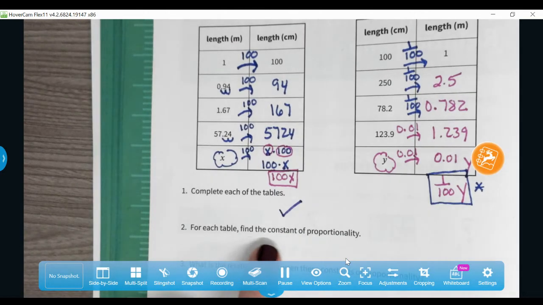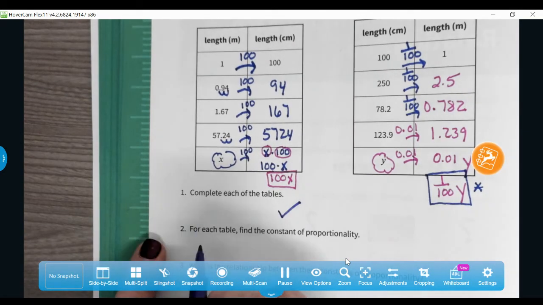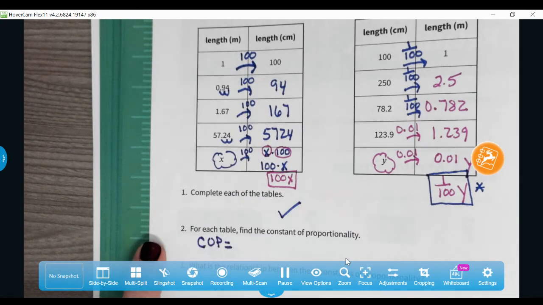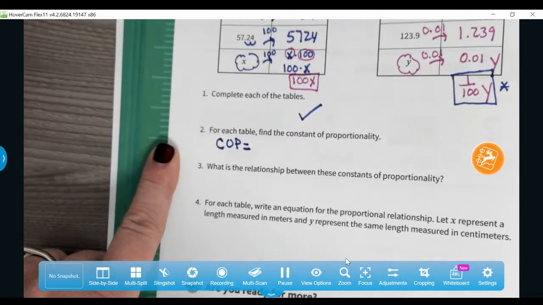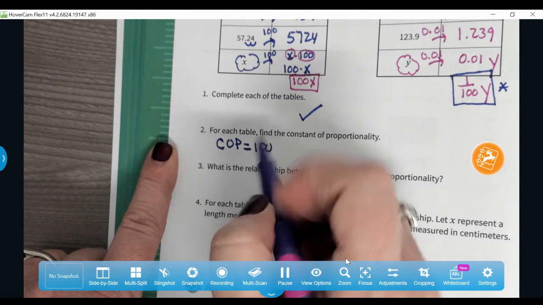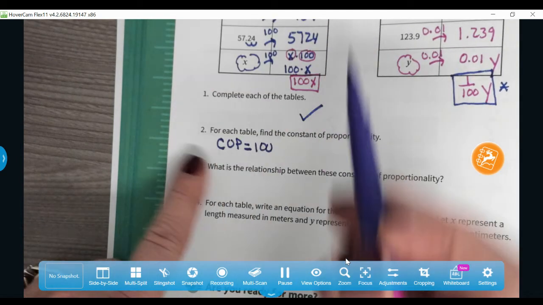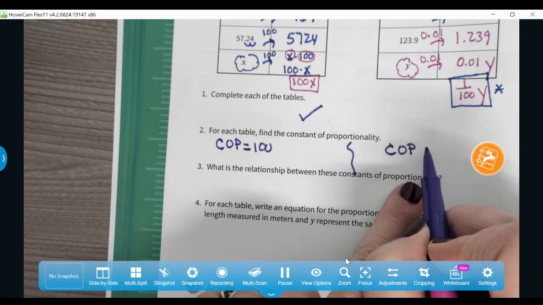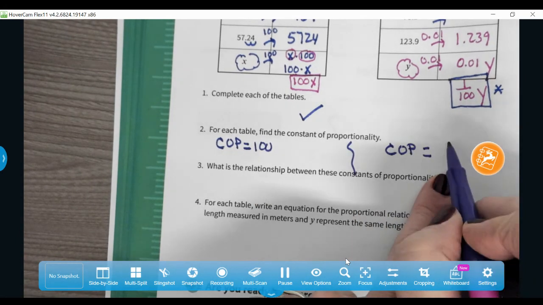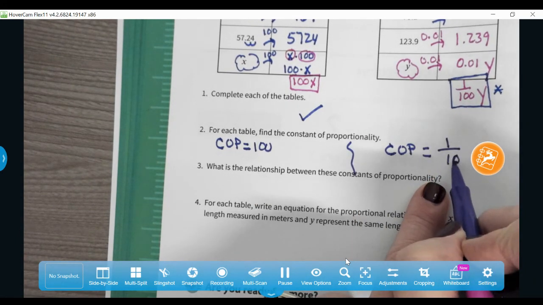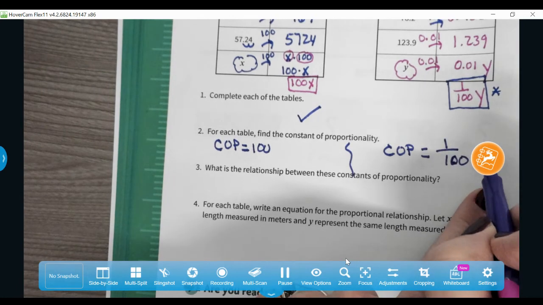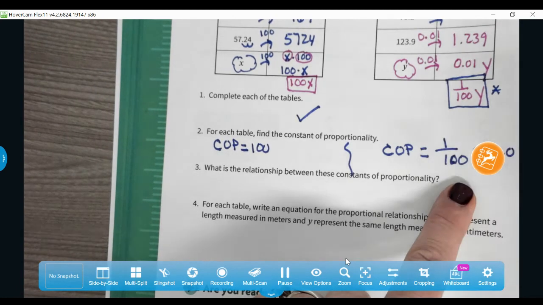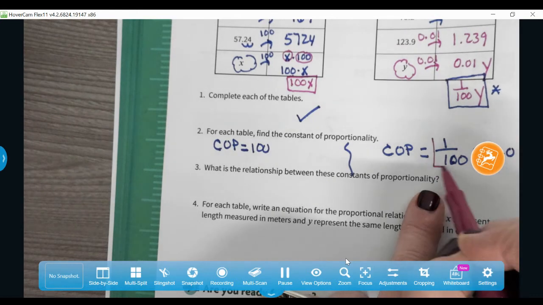Okay, here we go. For each table, find the constant. Well, we did that. So the constant of this table is 100, right? You got that. It's this number right here. Great. The constant of this table is 1 over 100. Oh, it's not very pretty. Or you could say that it is 0.01. Again, we're liking this one a little bit more right now.